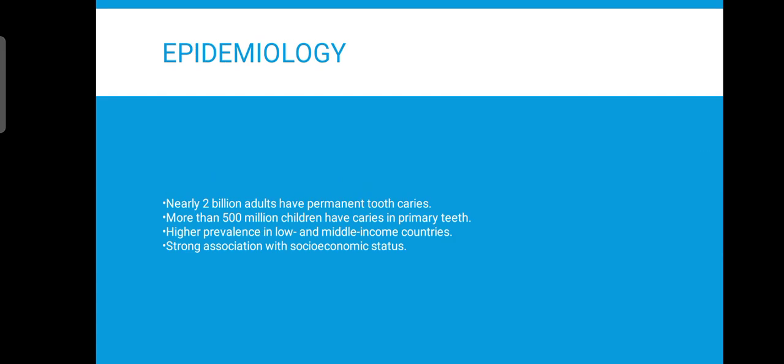Nearly 2 billion adults have permanent tooth caries. More than 500 million children have caries in primary teeth. Higher prevalence in low and middle income countries, and it has strong association with socioeconomic status also.